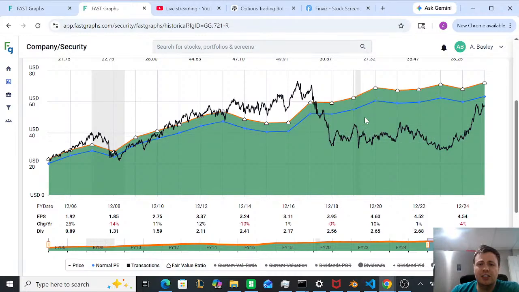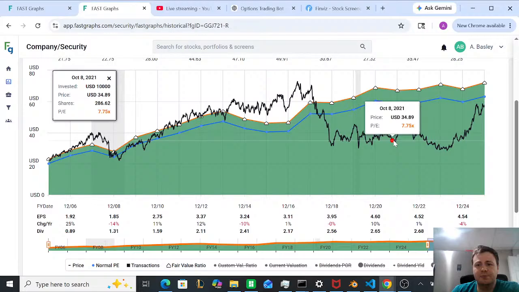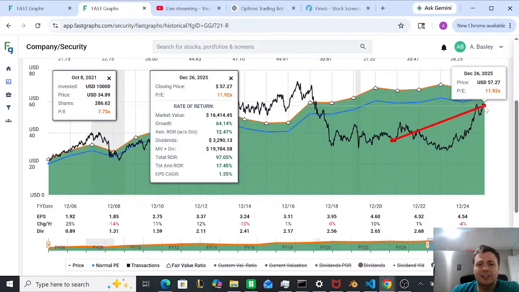So if we look at this, we're coming out of COVID and everyone's worried about smoking, so the price really dips down. We buy this in October 2021 because the PE is super low. Everyone's worried about smoking, but we see that the earnings are very much underneath the blue line, and we see that if we held it on to today, we get a reversion to the mean, and we're actually making 17.45% year over year.